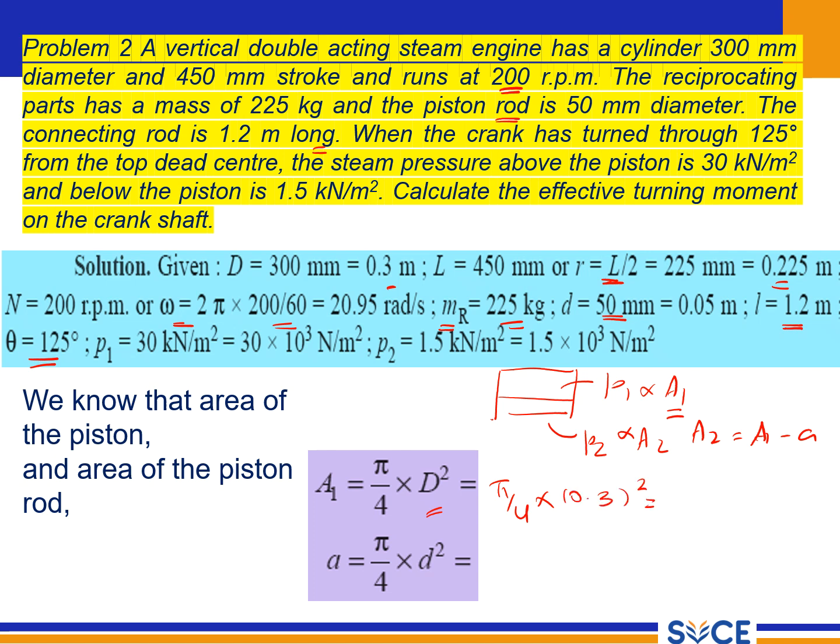If you substitute the 0.3 meter, you will get the answer 0.07 meter square. Similarly, I am substituting the piston rod diameter, pi by 4 into 0.05 square, which comes to 0.000196 meter square after calculation. So next we will calculate what is FL.